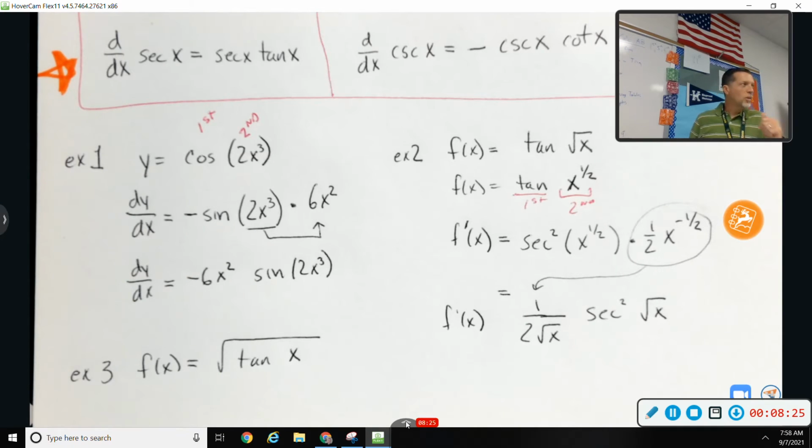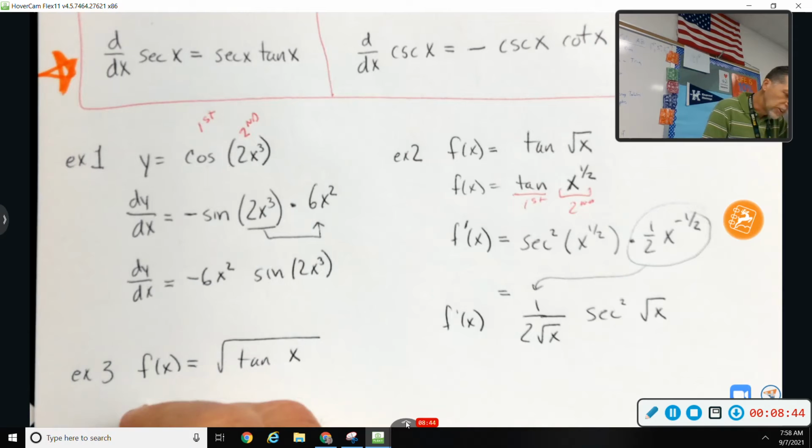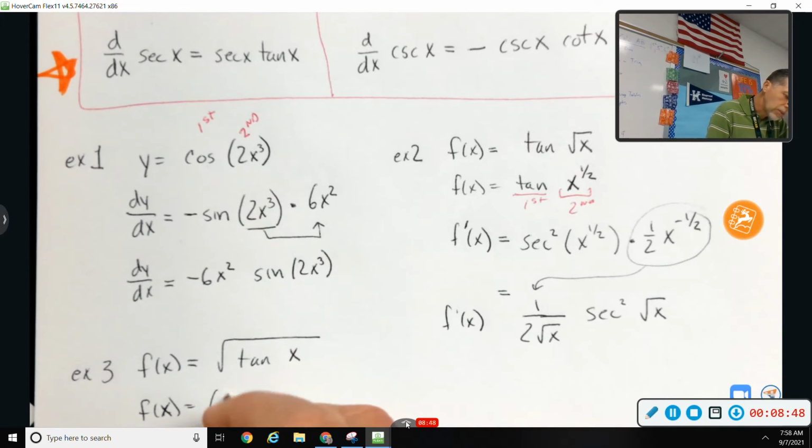All right, so they both involve tangent, they both involve a square root. It's a matter of who's the outside layer. So who's the outside layer on number 3 here? What's sort of the outermost function we're going to worry about? The square root. So wrapper first, square root first. And again, I don't like square roots. I'm going to rewrite that as a power.